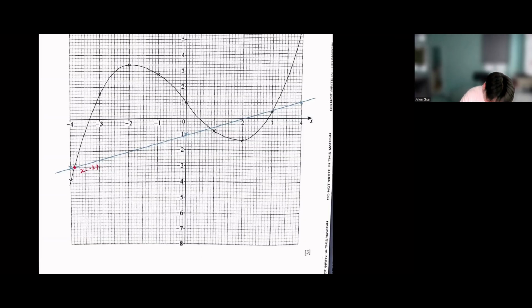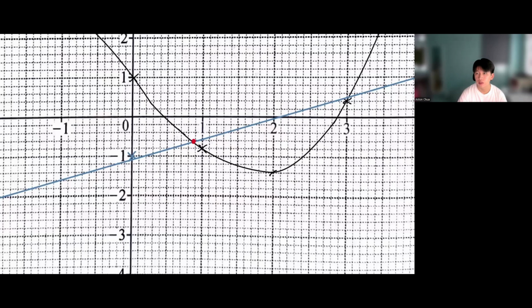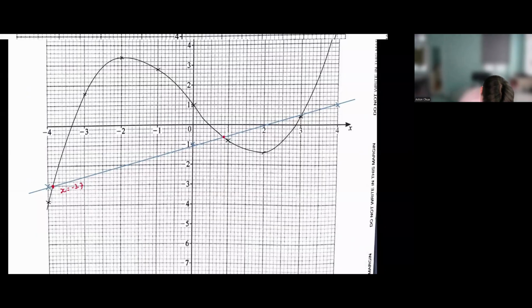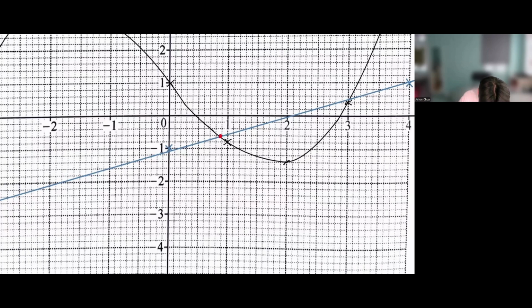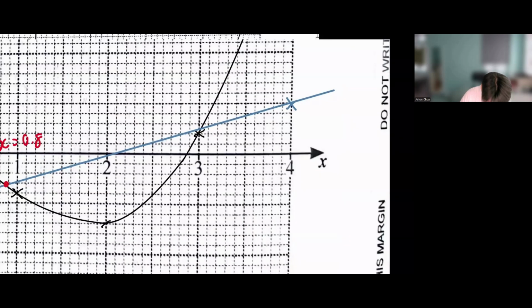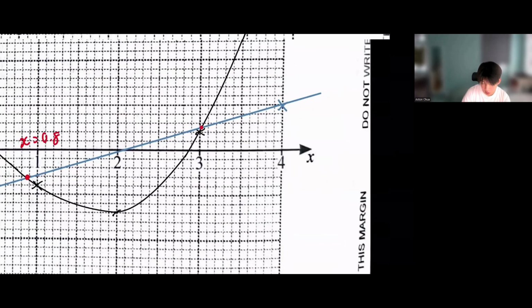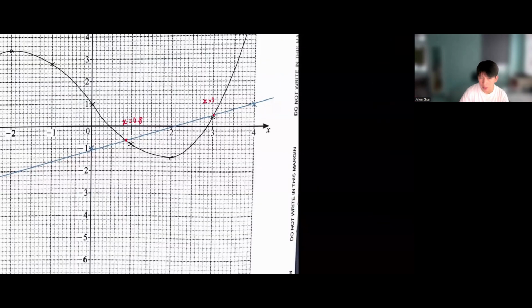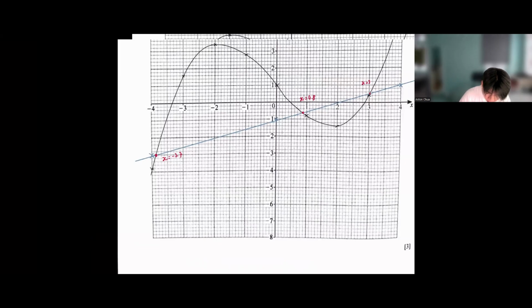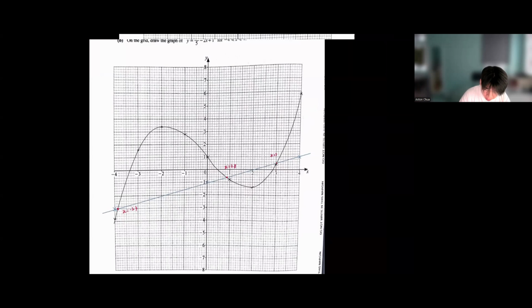Then for this point, our x is about 0.8. And lastly, for this point, our x equals to 3. Note that your points may be slightly different from mine because of the way the graph is printed on my iPad.